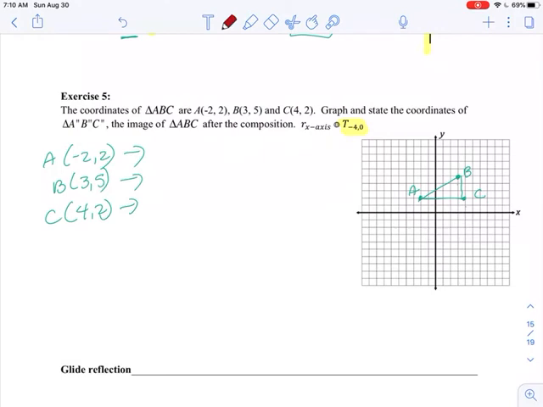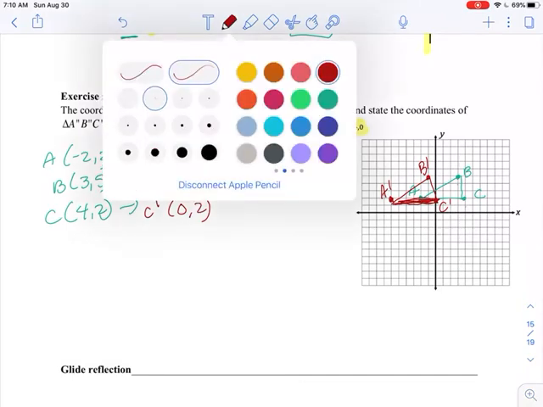So let me grab another color. So I'm going to subtract 4 and add 0. So if I subtract 4, that gives me negative 6, and add 0. That does nothing. Subtract 4, negative 1, add 0. Subtract 4, add 0. Okay, so I'm going to plot these. These will be the A prime, B prime, C prime. So negative 6, 2, negative 1, 5, and 0, 2. Now notice it's the same shape, same size. I've just shifted it over.